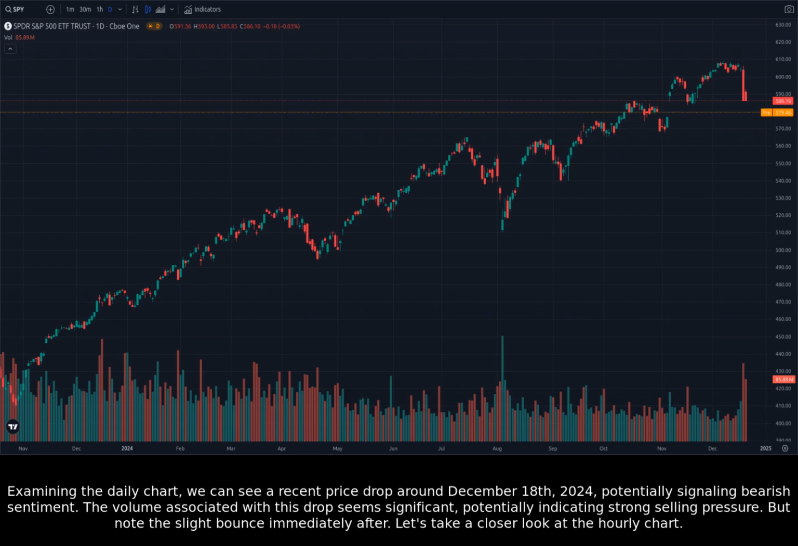Examining the daily chart, we can see a recent price drop around December 18, 2024, potentially signaling bearish sentiment. The volume associated with this drop seems significant, potentially indicating strong selling pressure. But note the slight bounce immediately after. Let's take a closer look at the hourly chart.